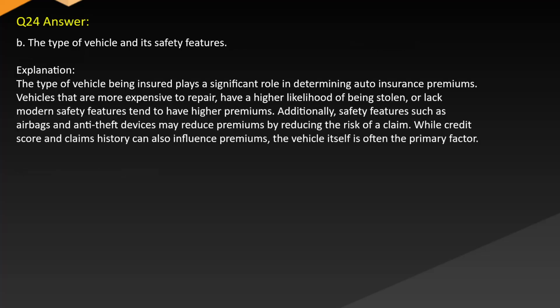Answer B. The type of vehicle and its safety features. Explanation. The type of vehicle being insured plays a significant role in determining auto insurance premiums. Vehicles that are more expensive to repair, have a higher likelihood of being stolen, or lack modern safety features tend to have higher premiums. Additionally, safety features such as airbags and anti-theft devices may reduce premiums by reducing the risk of a claim, while credit score and claims history can also influence premiums. The vehicle itself is often the primary factor.